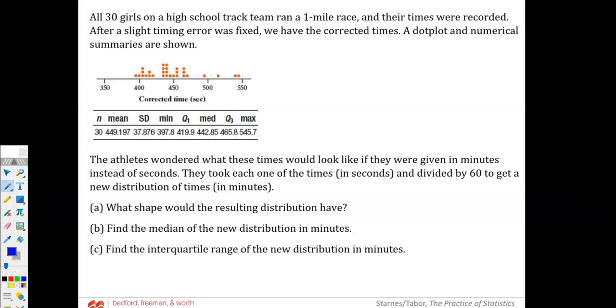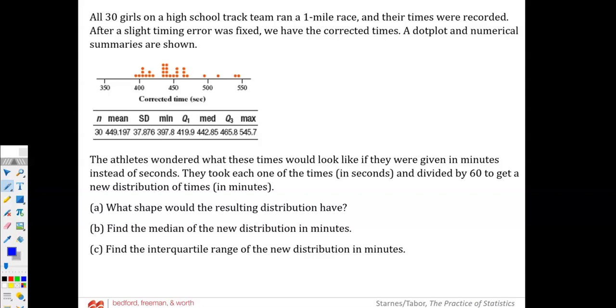Okay, here's an example of one. All 30 girls ran this. So here's the question. The athletes wondered what these times would look like if they were given in minutes instead of seconds. So we took each one of the times in seconds and divided by 60. So multiplying or dividing is going to do what to stuff? What will the shape be? Well, the shape should be the same, right? Shape should not change. If it's skewed right, it's still skewed right.